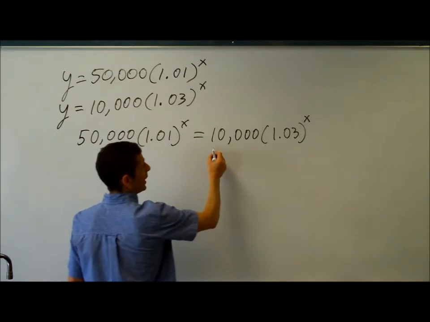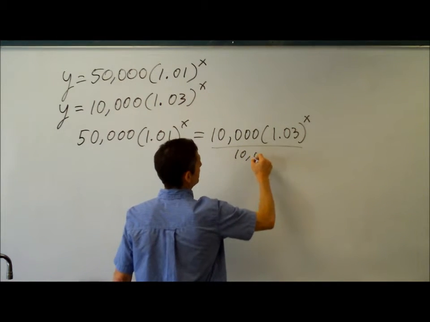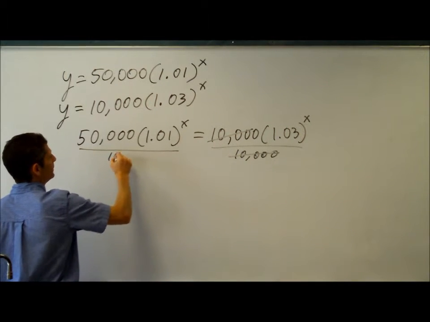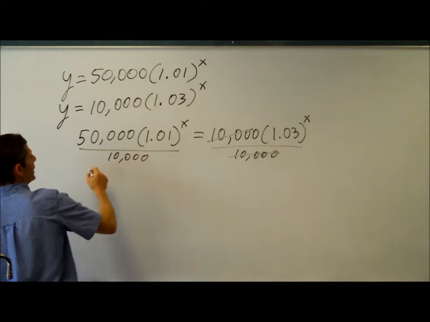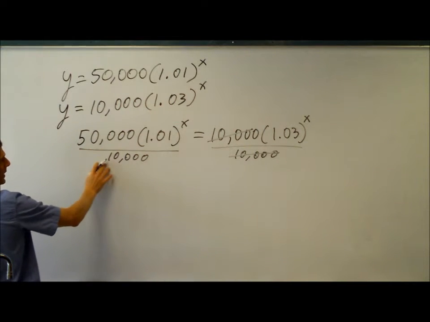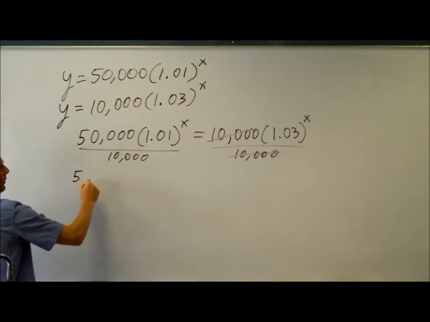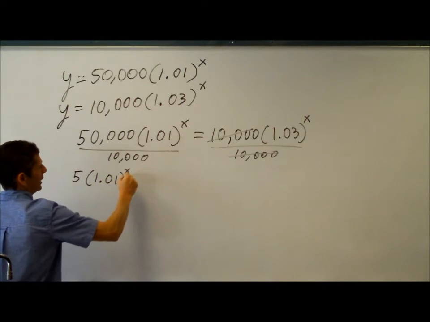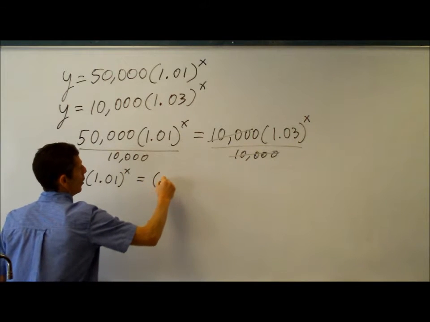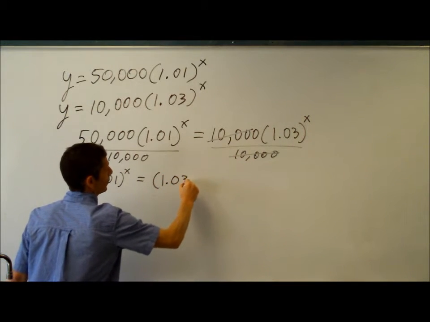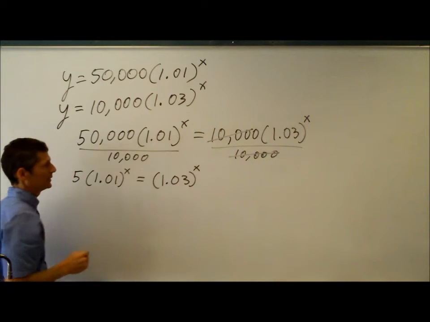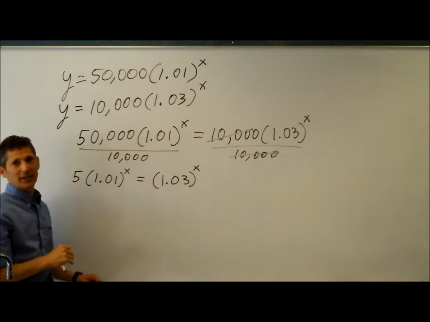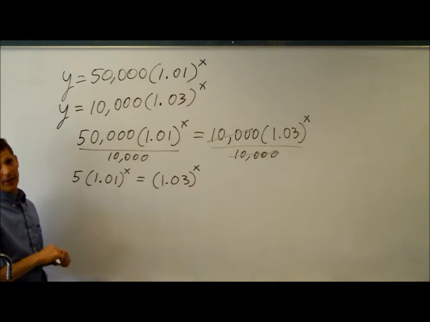I think I can probably divide by 10,000 initially. Very nice. Simplify it a little bit. Divide this side by 10,000. And so if I divide 50,000 by 10,000, that's going to be 5 conveniently. 1.01 to the x equals 1.03 to the x. Very nice. This is a little weird because I have two things to the x. I'm going to take the log of both sides at this point.